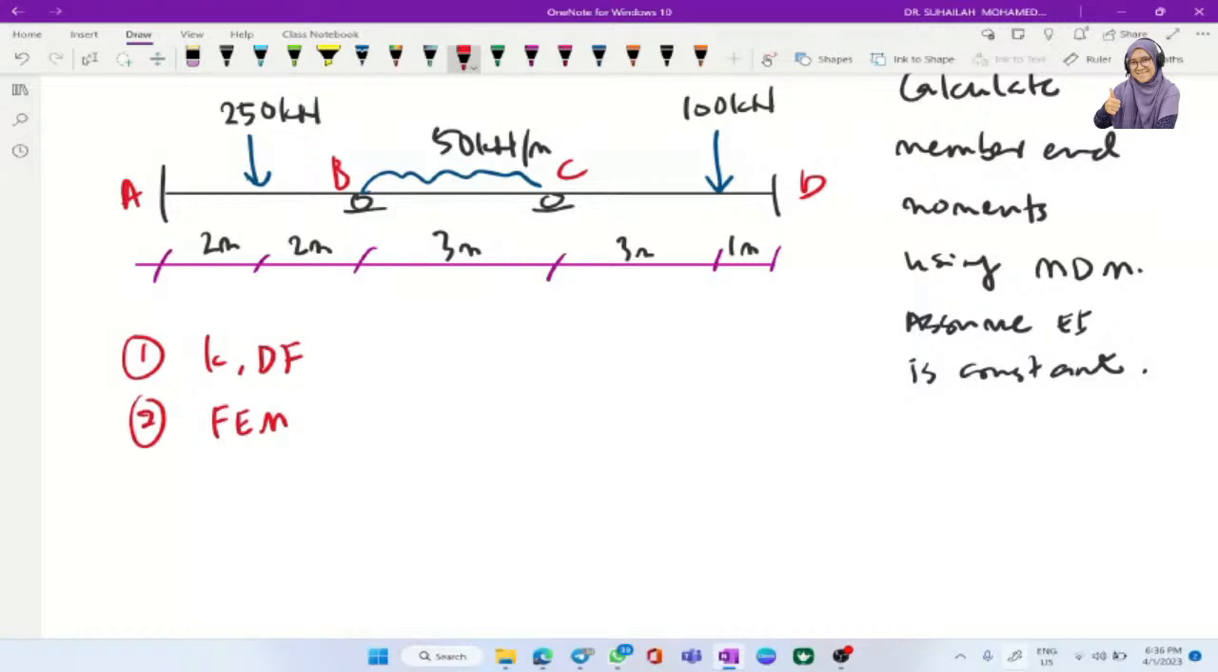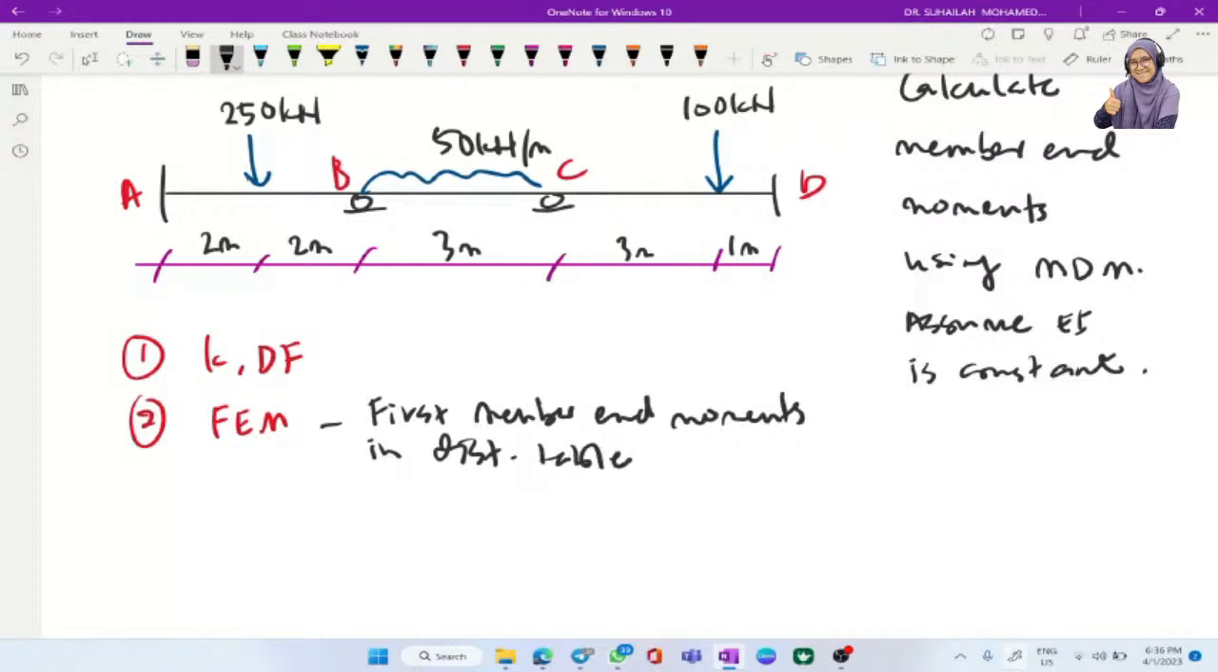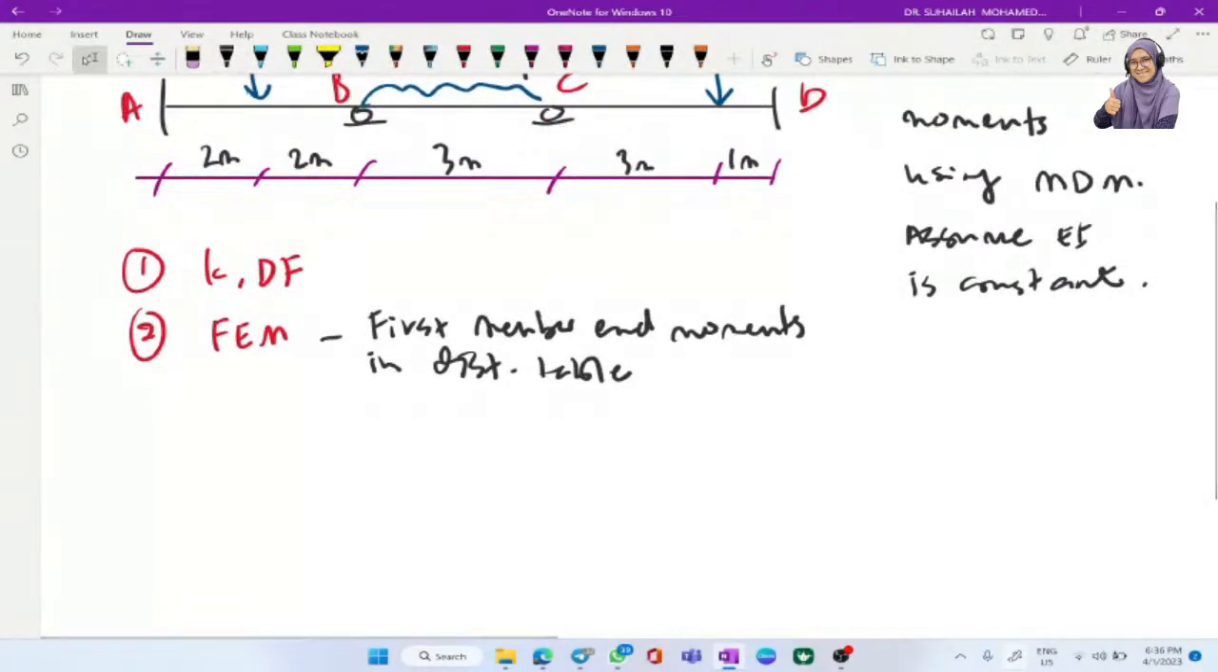Okay, this is FEM, the second step, and FEM is actually the first member end moment in the distribution table. So once we have determined the distribution factor, and then we calculate FEM.